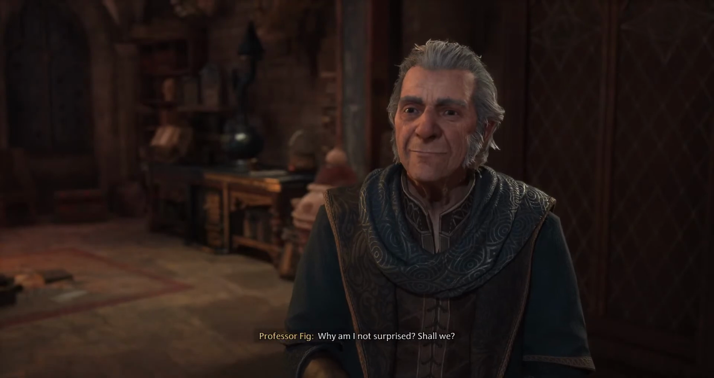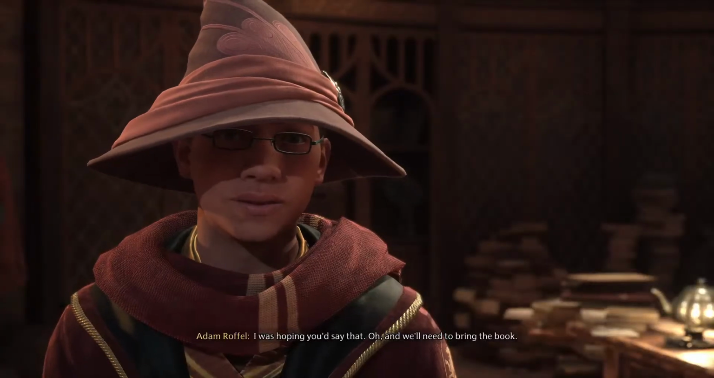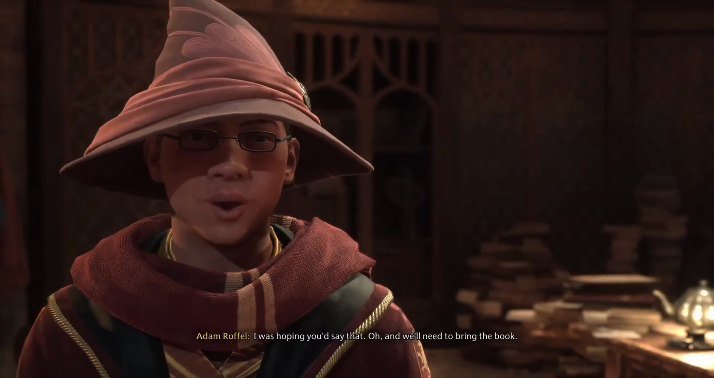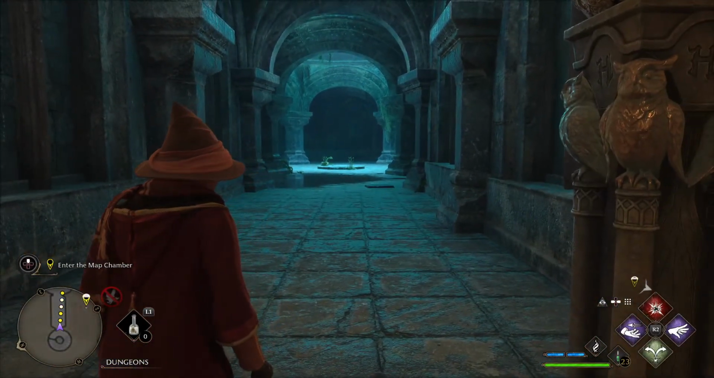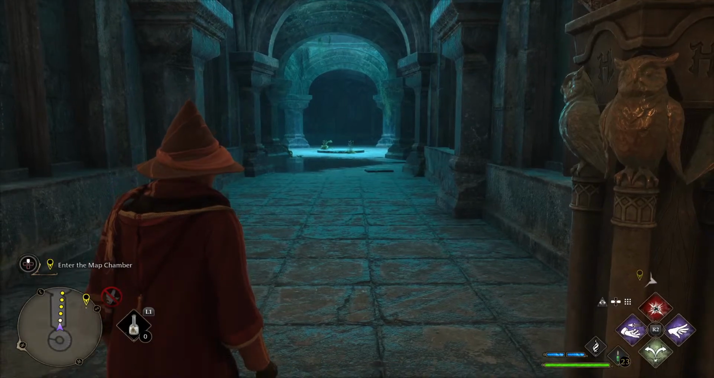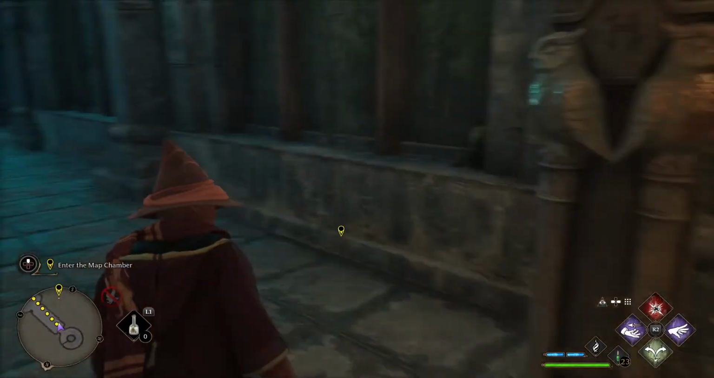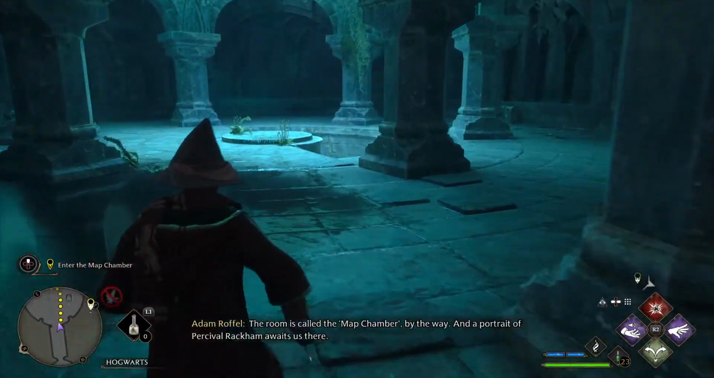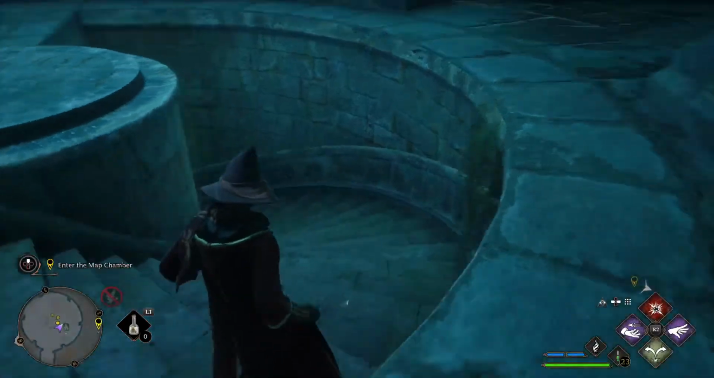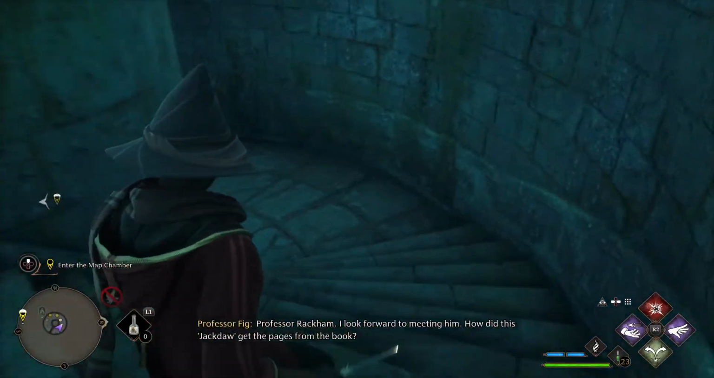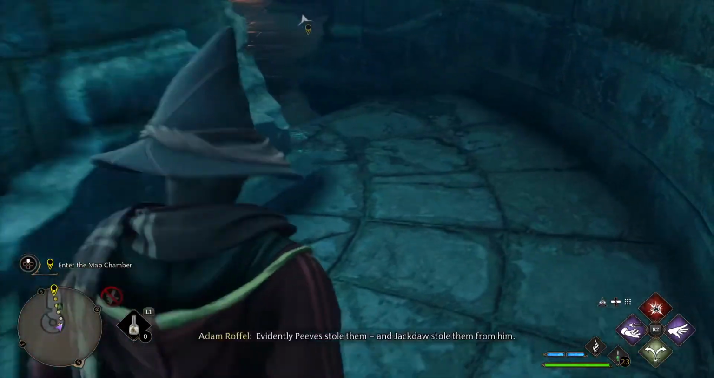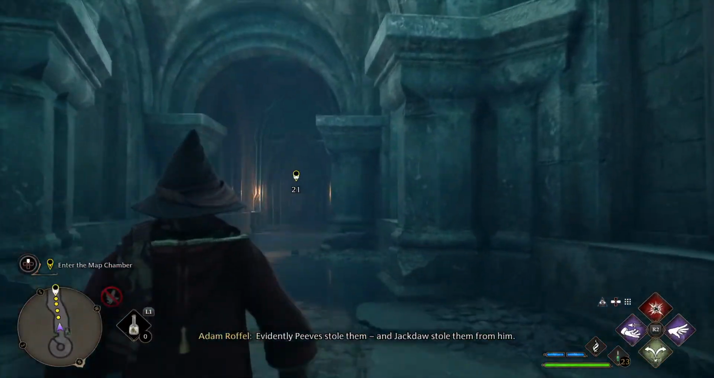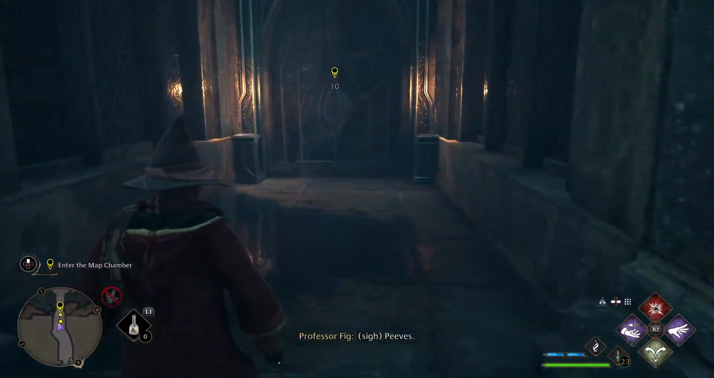Why am I not surprised? Shall we? I was hoping you'd say that. Oh, and we'll need to bring the book. The room is called the Map Chamber, by the way. And a portrait of Percival Rackham awaits us there. Professor Rackham. I look forward to meeting him. How did this Jackdaw get the pages from the book? Evidently, Peeves stole them, and Jackdaw stole them from him. Oh, Peeves.